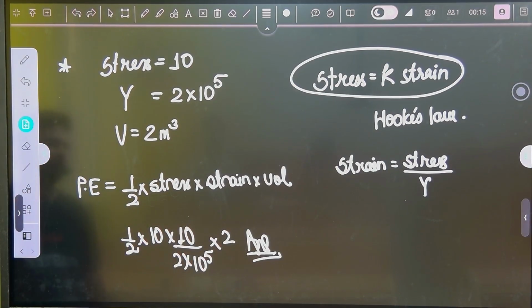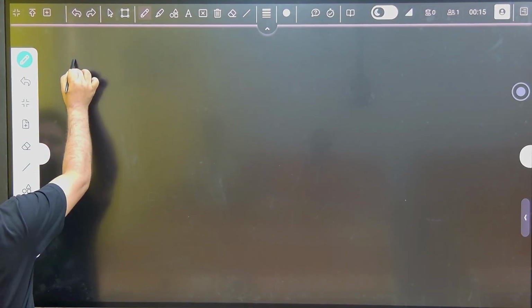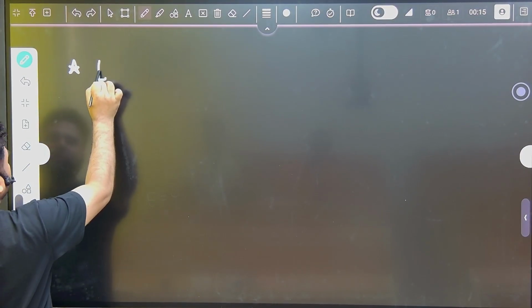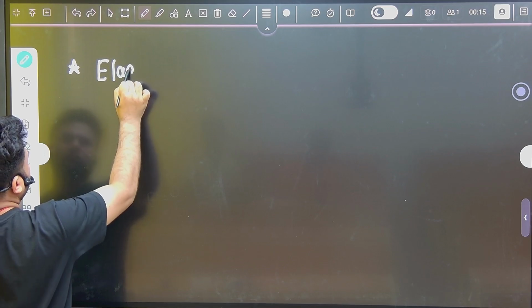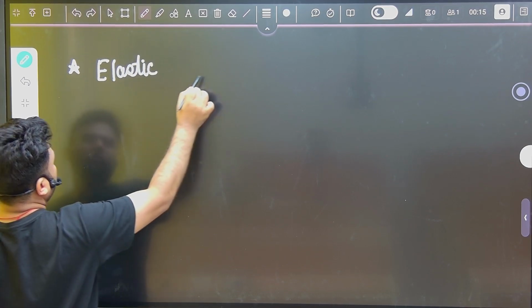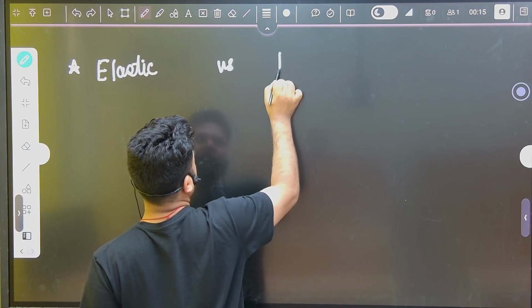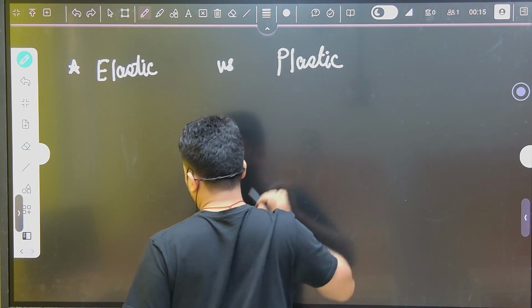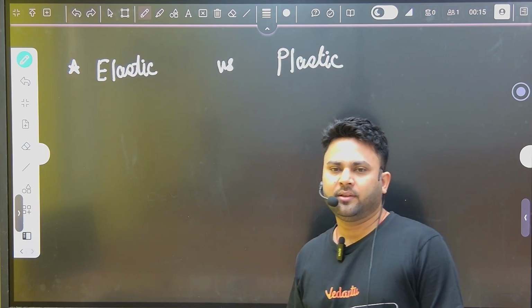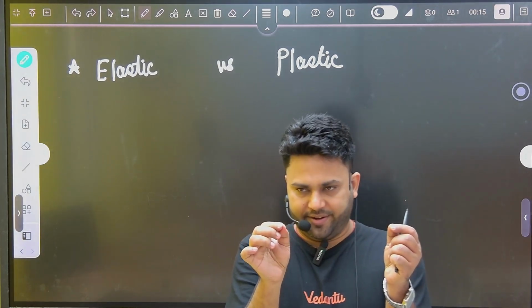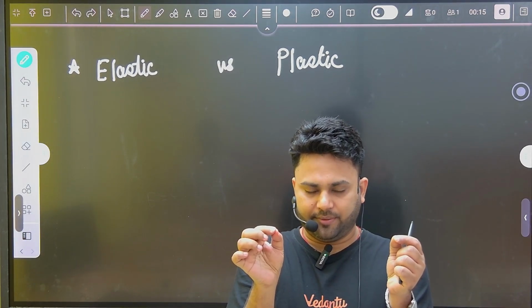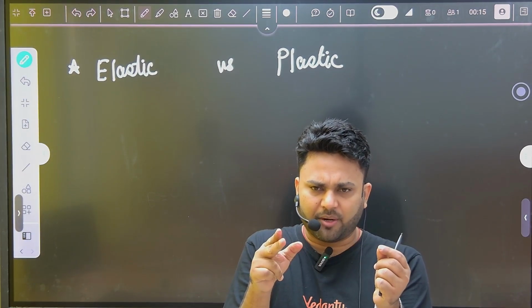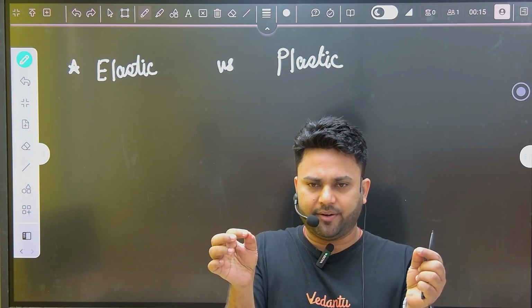Okay. Now see, there are two words. One is elastic versus another is plastic. What is elastic? Suppose there is a rubber band. Think like there is a rubber band. You have cut the rubber band. It's a straight rubber band.